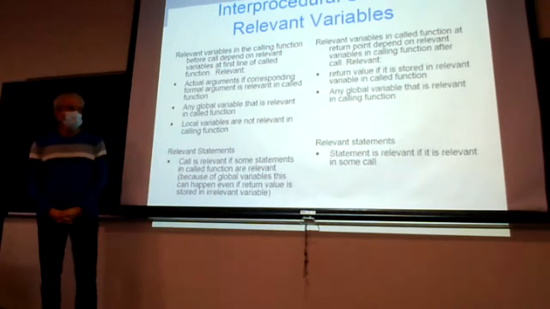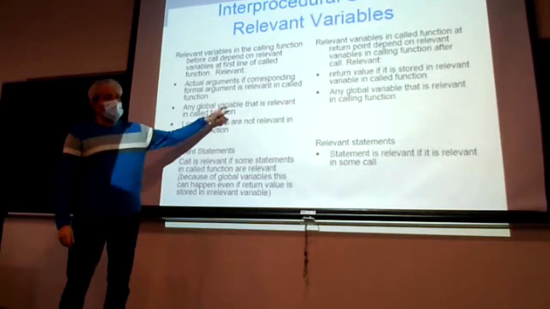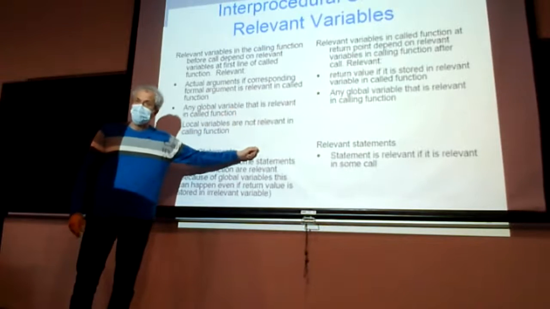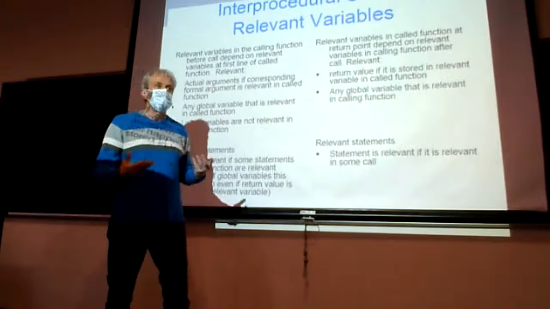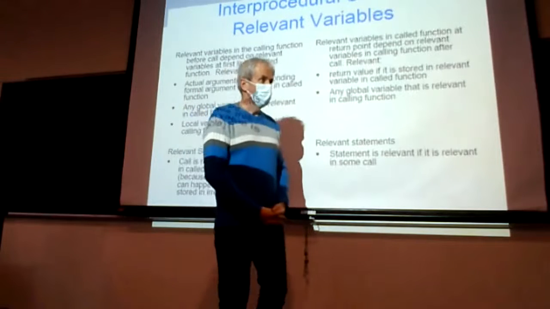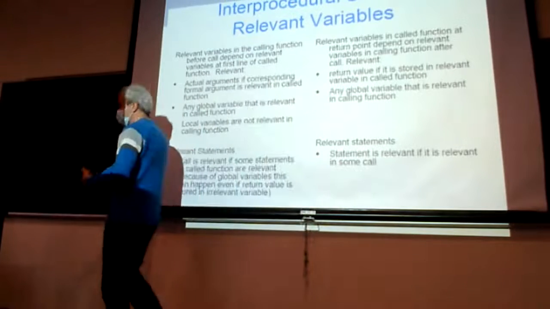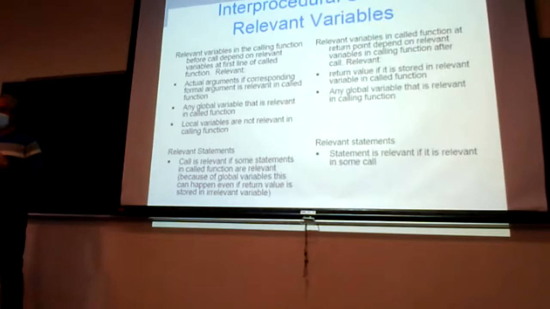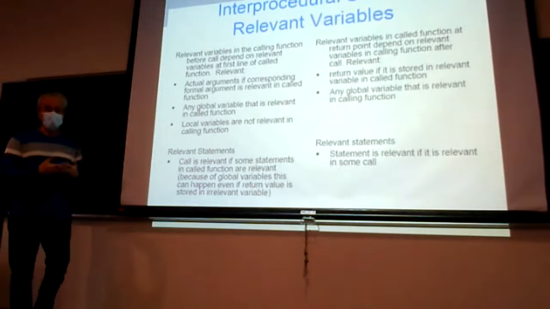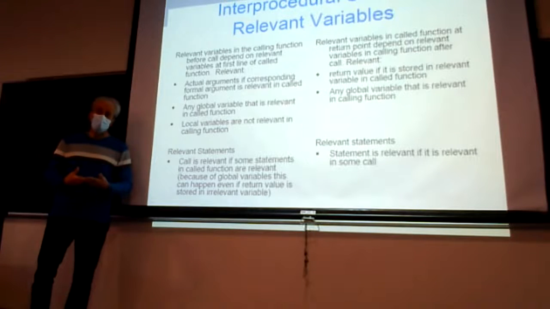So when we talk about procedural slicing or system level slicing, we would have something which is called the call dependency. So we have not just control dependencies and data dependencies, we would have also something which is called call dependency.